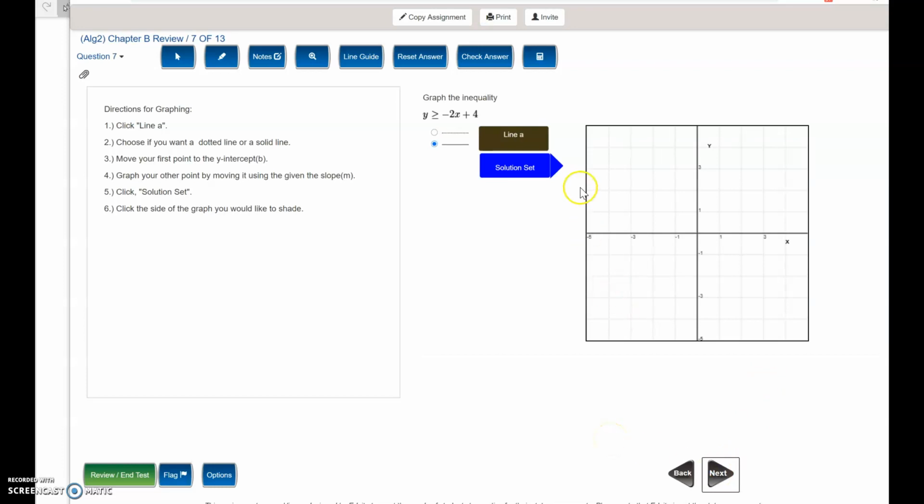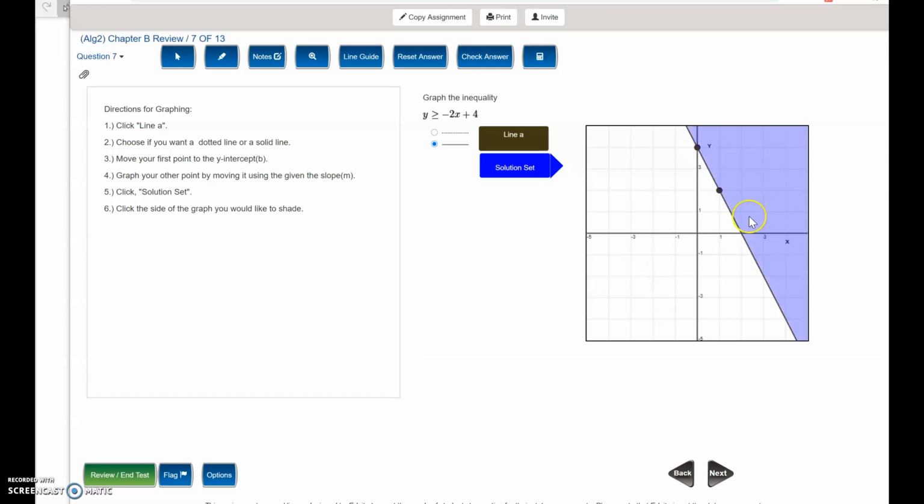Okay, graph the inequality y is greater than or equal to negative 2x plus 4. Again, we start by clicking line A, and we do want this to be a solid line. Plus 4, so we need to put one of the dots at 4, and the slope is negative 2, so down 2, right 1. Solution set, greater than would be up from this line, so I would shade that side.